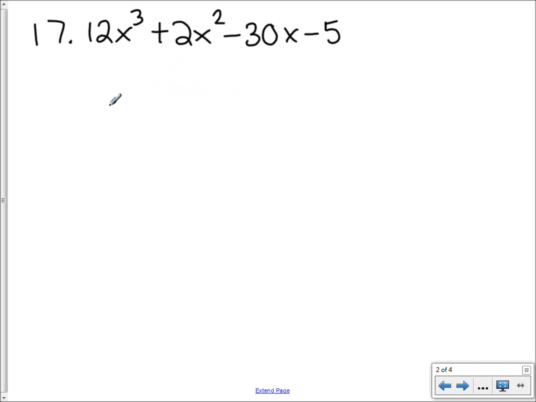Number 17. 12x cubed plus 2x squared minus 30x minus 5. I'm going to group the first two terms and the second two terms. In the first two terms, I notice 2 can go into both 12 and 2, so I write that down. Again, I have x squared in common.